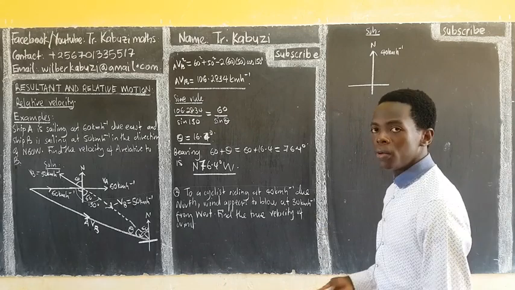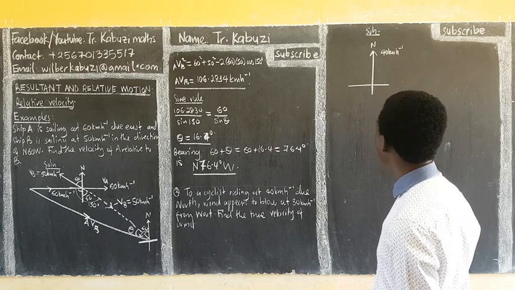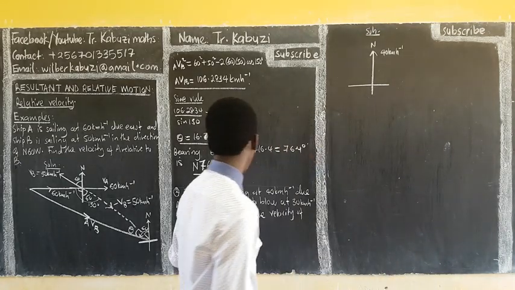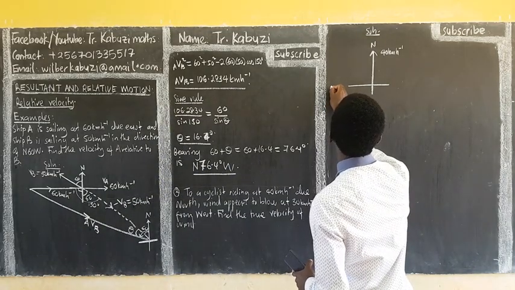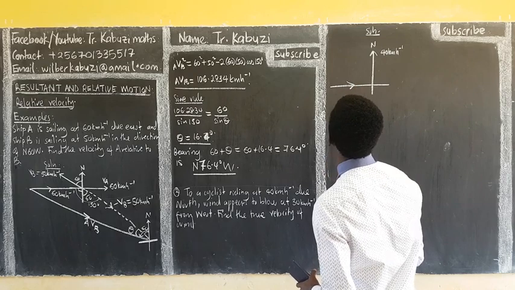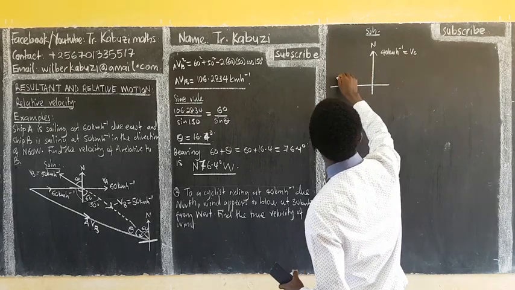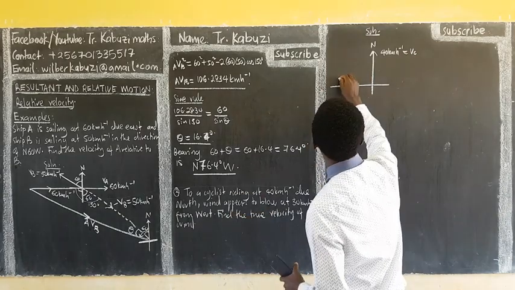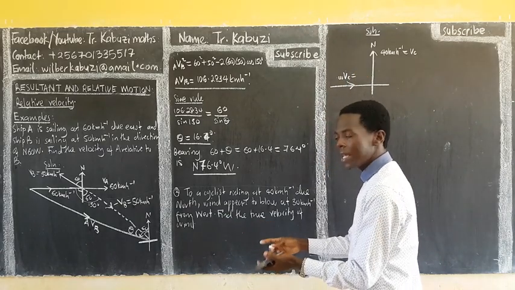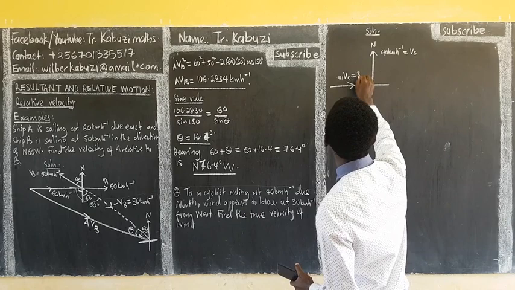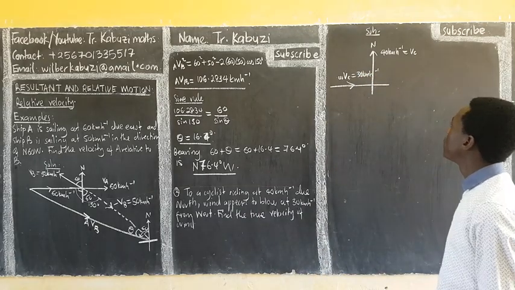The moment you hear the word "appears", it means they are giving us the relative velocity. The wind appears to blow at 30 kilometers per hour from the west. This is our west, so it appears as if it's coming from this side. This is the velocity of the cyclist, and this is the relative velocity of the wind relative to that of the cyclist. Find the true velocity of the wind.